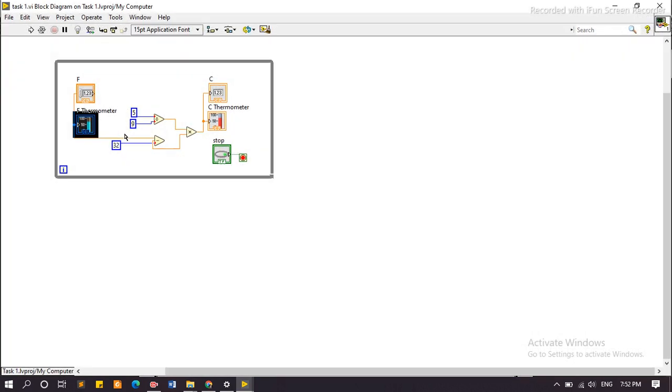In the block diagram there are the Fahrenheit thermometer and numeric control, and we use the formula: temperature minus 32 multiplied by 5 divided by 9. Here is the output of this. We simply run this here.